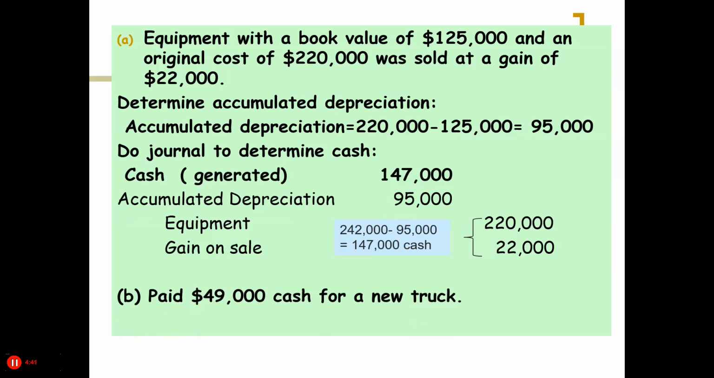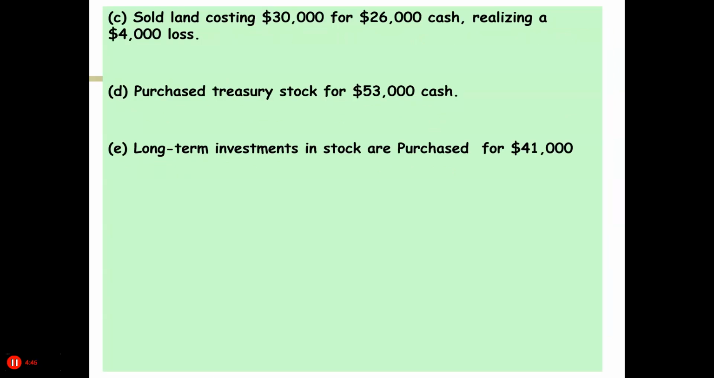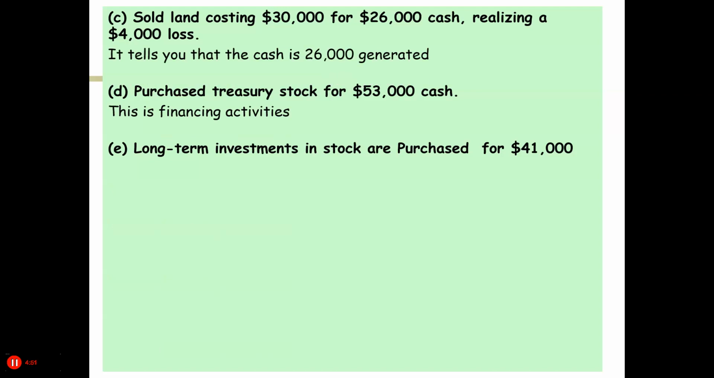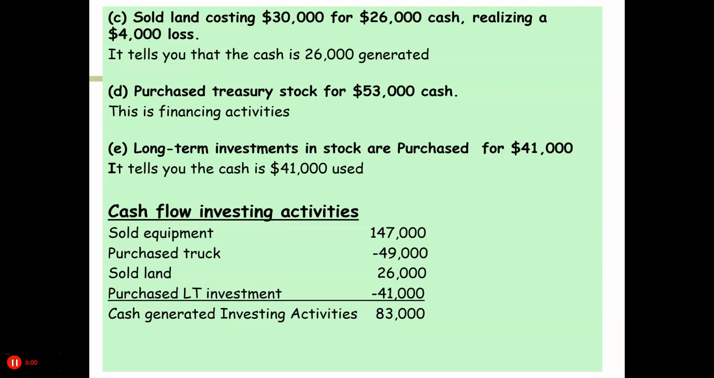We know we paid $49,000 for the truck, so that's going to reduce cash. We used it. Sold land, they told us how much cash we got. So that's going to generate it. We purchased treasury stock. We don't care because that's a financing activity. And we had long-term stock we purchased that would use cash. So this is what your cash flow statement would look like from investing activities.